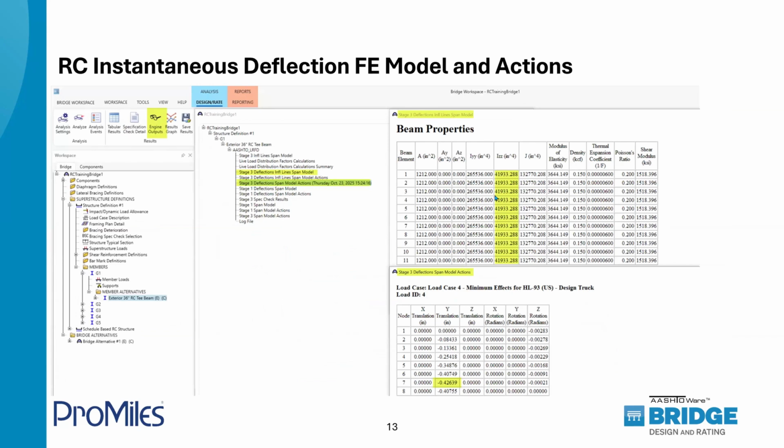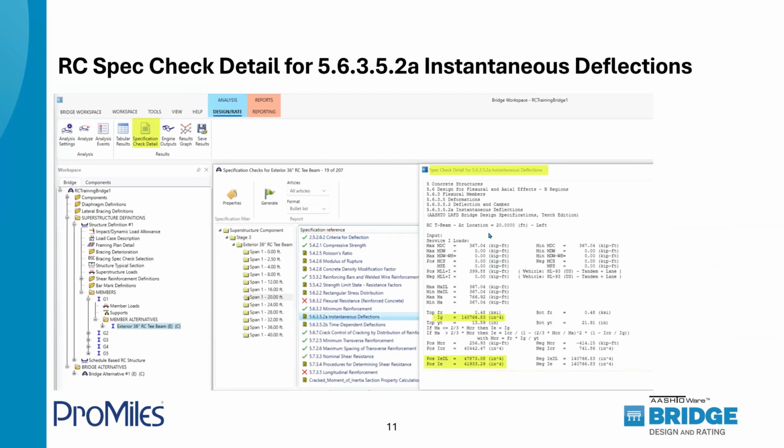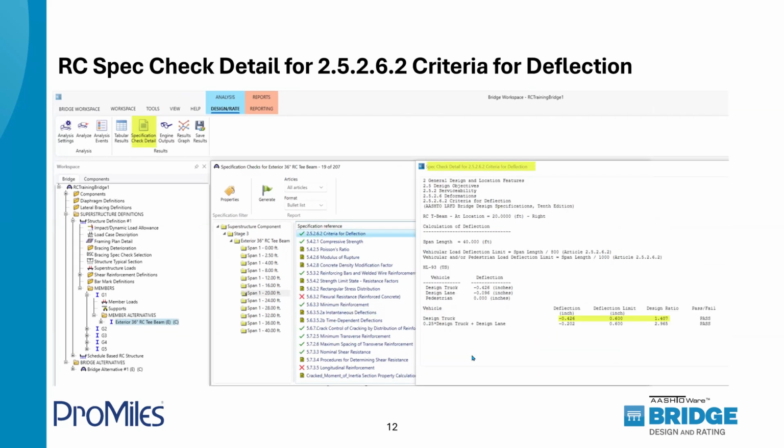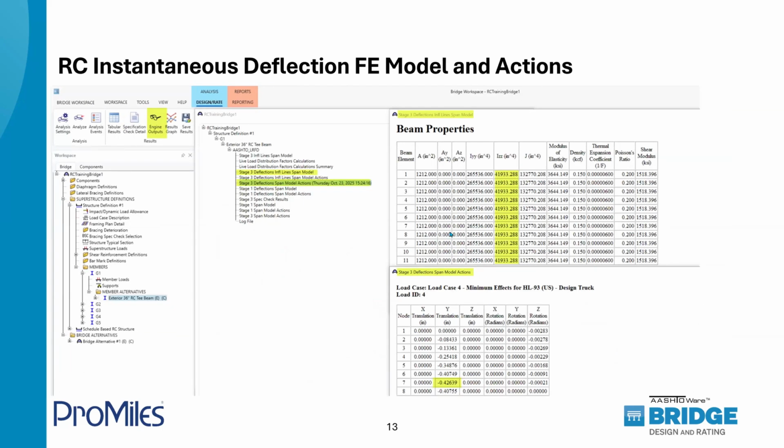Now that moment of inertia that I mentioned, the 41,000, it came from here, from this moment of inertia due to all loads, because this is for stage 3. These are the deflections due to live load. So we needed the moment of inertia due to all loads.